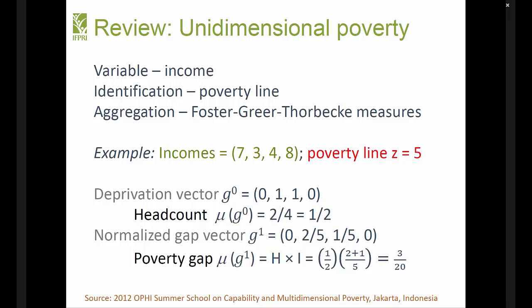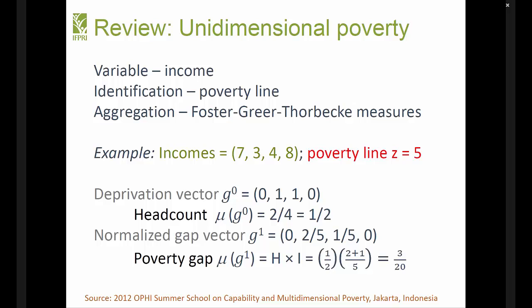Unidimensional poverty: the variable is income. How does it identify? It uses a poverty line, Z. How does it aggregate? It uses the fourth degree Foster-Greer-Thorbecke measure, and we had that formula. This is a different example now, just to make sure you're paying attention: 7, 3, 4, 8, and the poverty line is 5, okay?